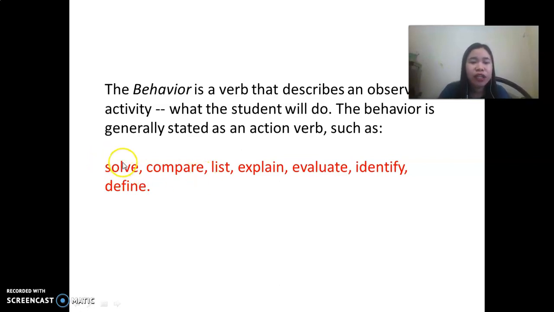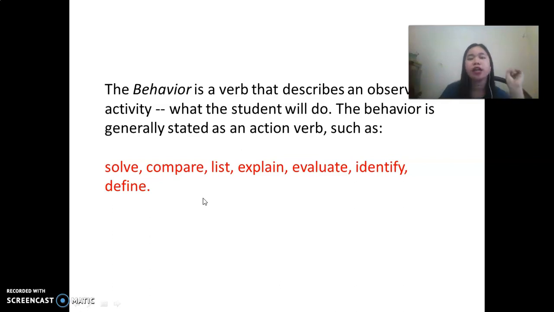Here you will see the behavior, or what the student does. So, the student will solve, compare, list, explain, evaluate, identify, define, and so on and so forth. All the action verbs that we can use fall under behavior, because behavior is performance. What can be performed or done by a student.